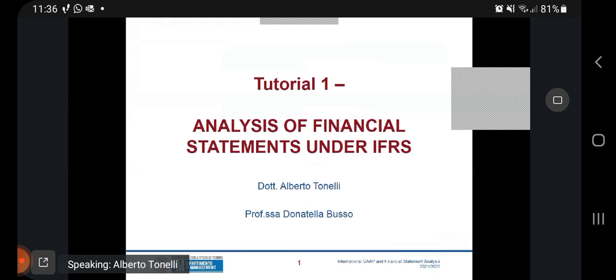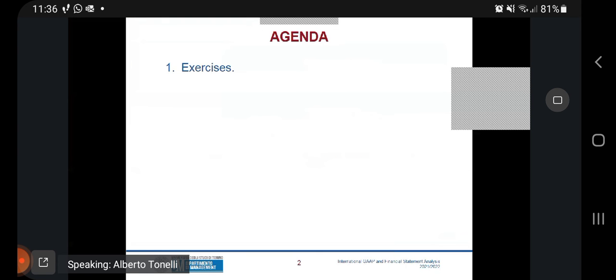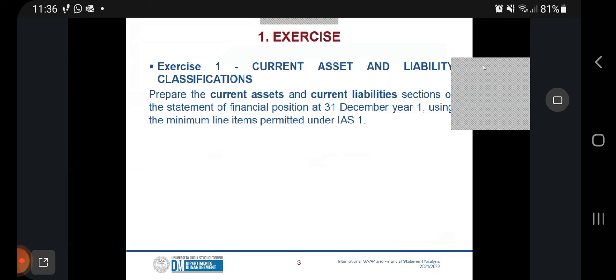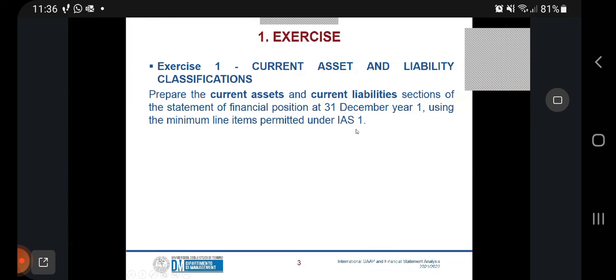Another extra exercise for you. Very, very easy. It's really easy. Prepare the current assets and current liabilities section of the statements of financial position as of 31st December year 1 using the minimum line items permitted under IAS 1.